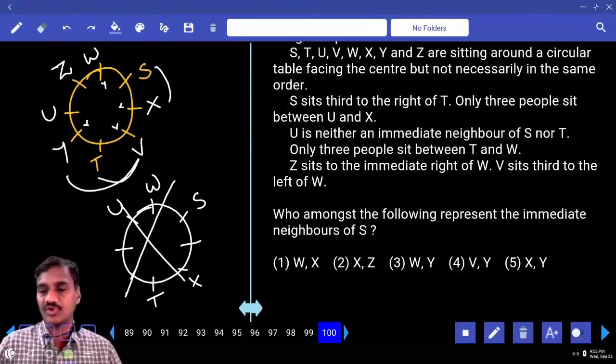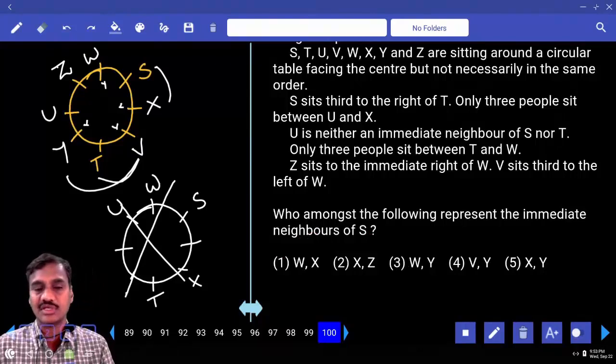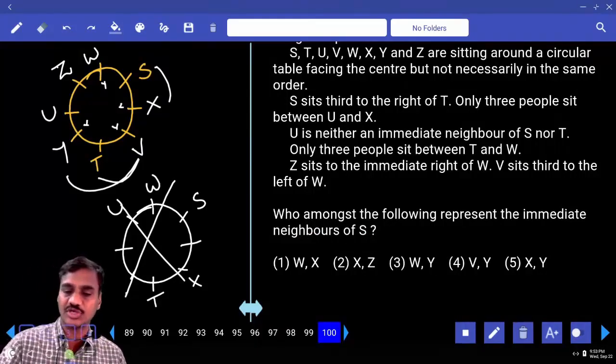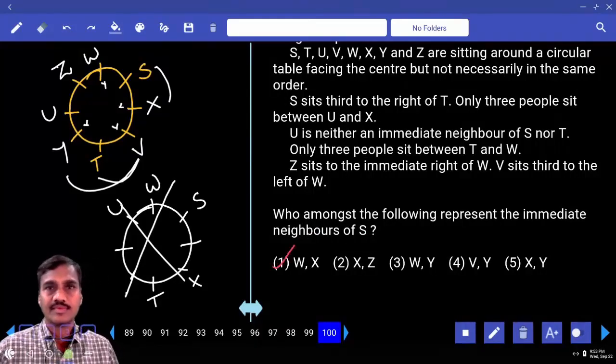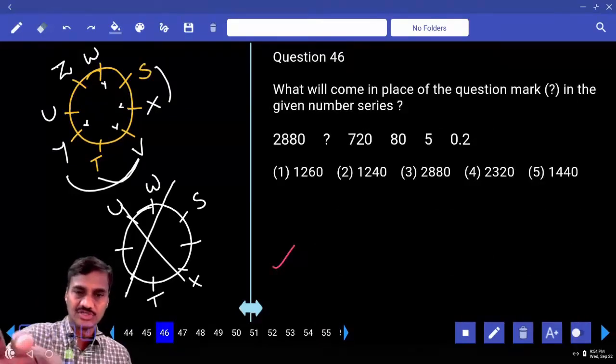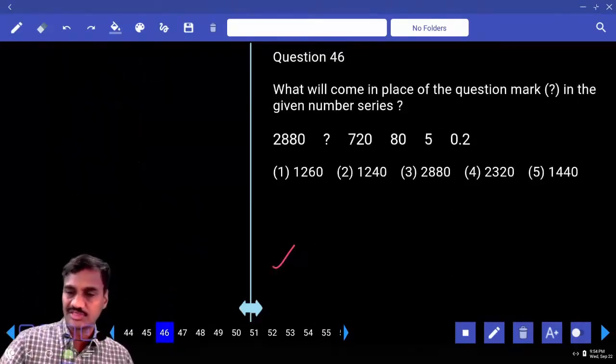Now which among the following represent the immediate neighbors of S? S's immediate neighbors are W and X. Choice 1 is the answer, 100. Done with this one? 46 to 50 are the questions we have under number series.